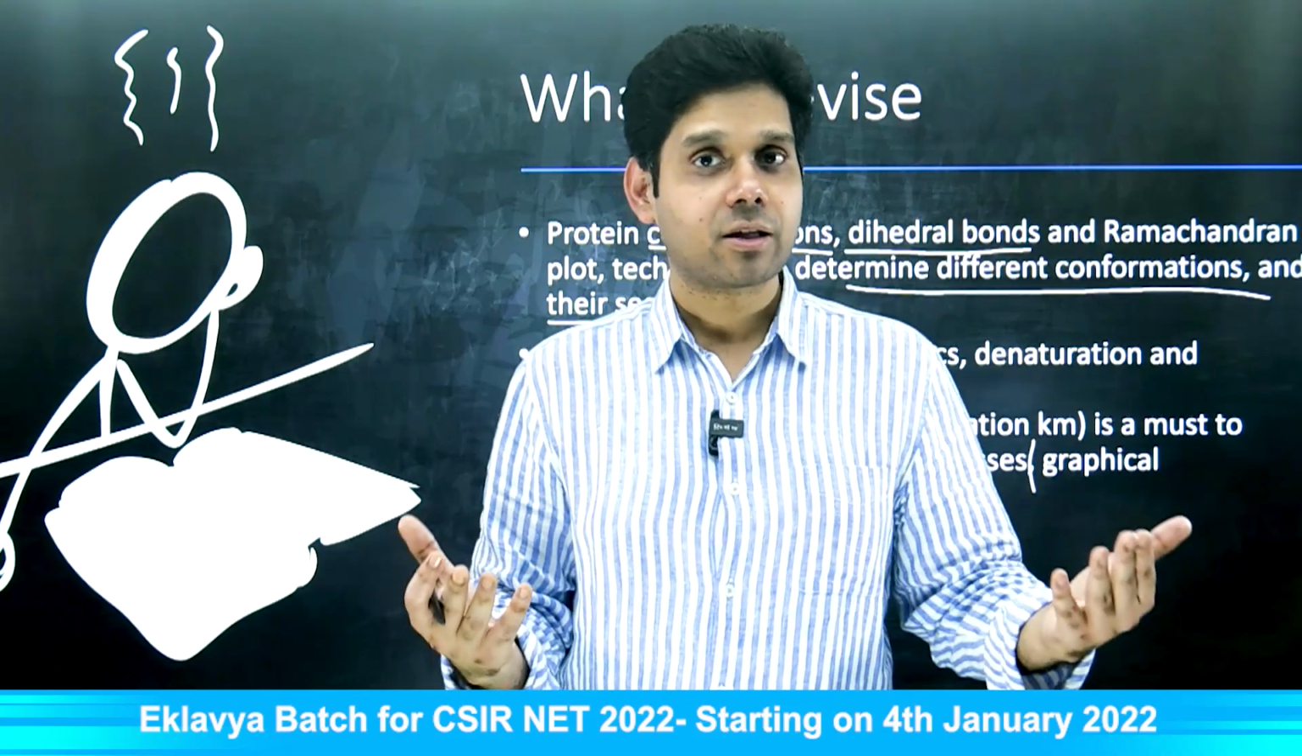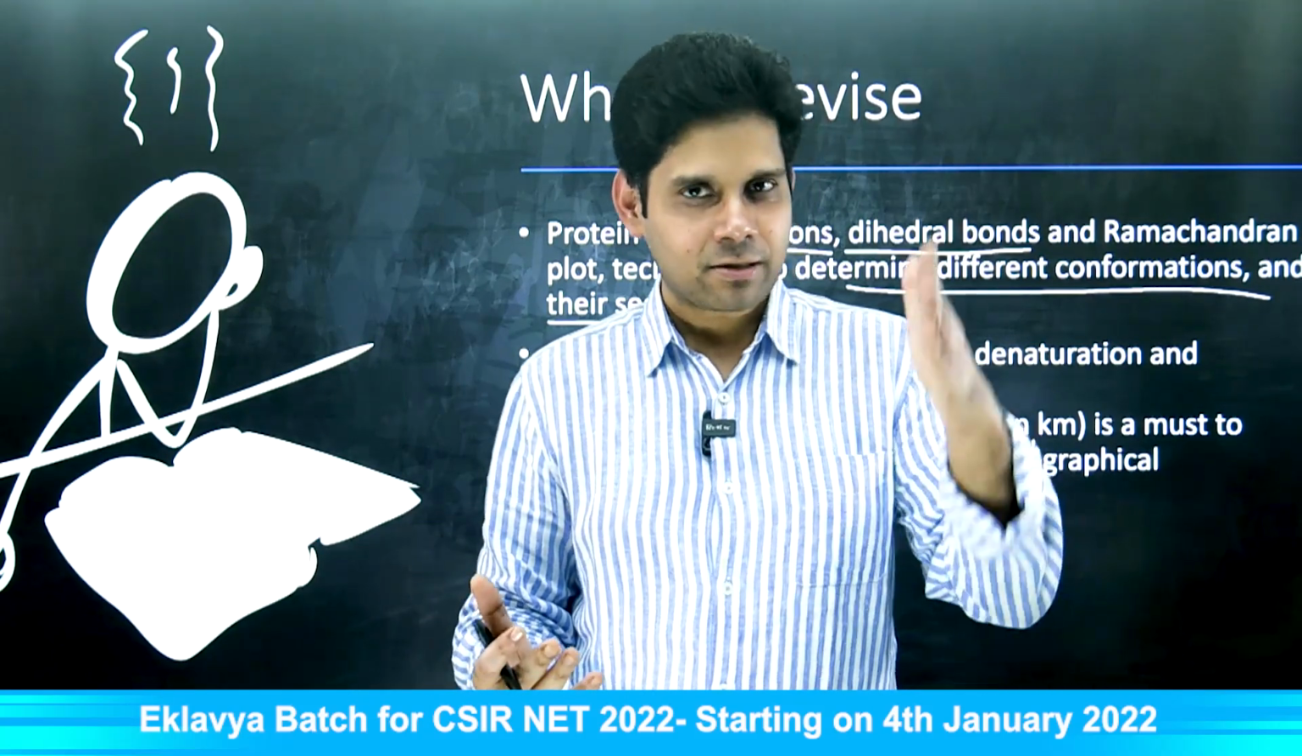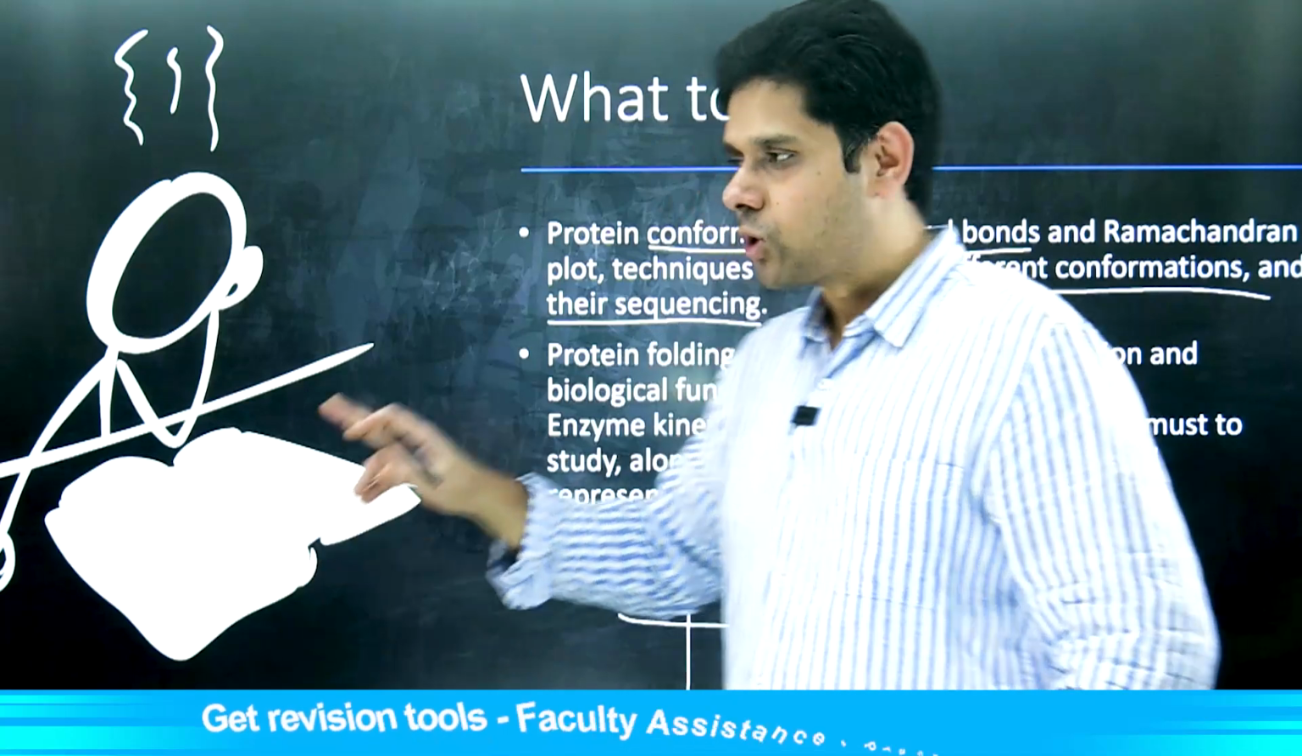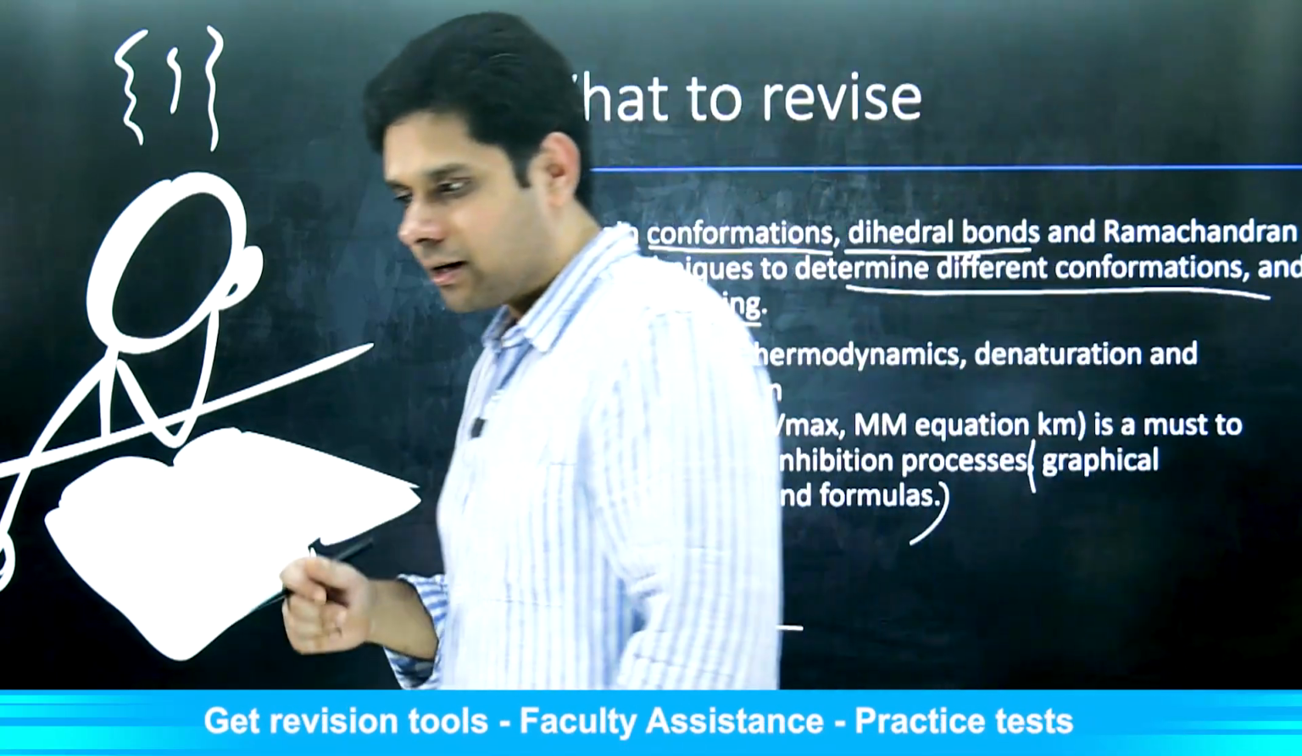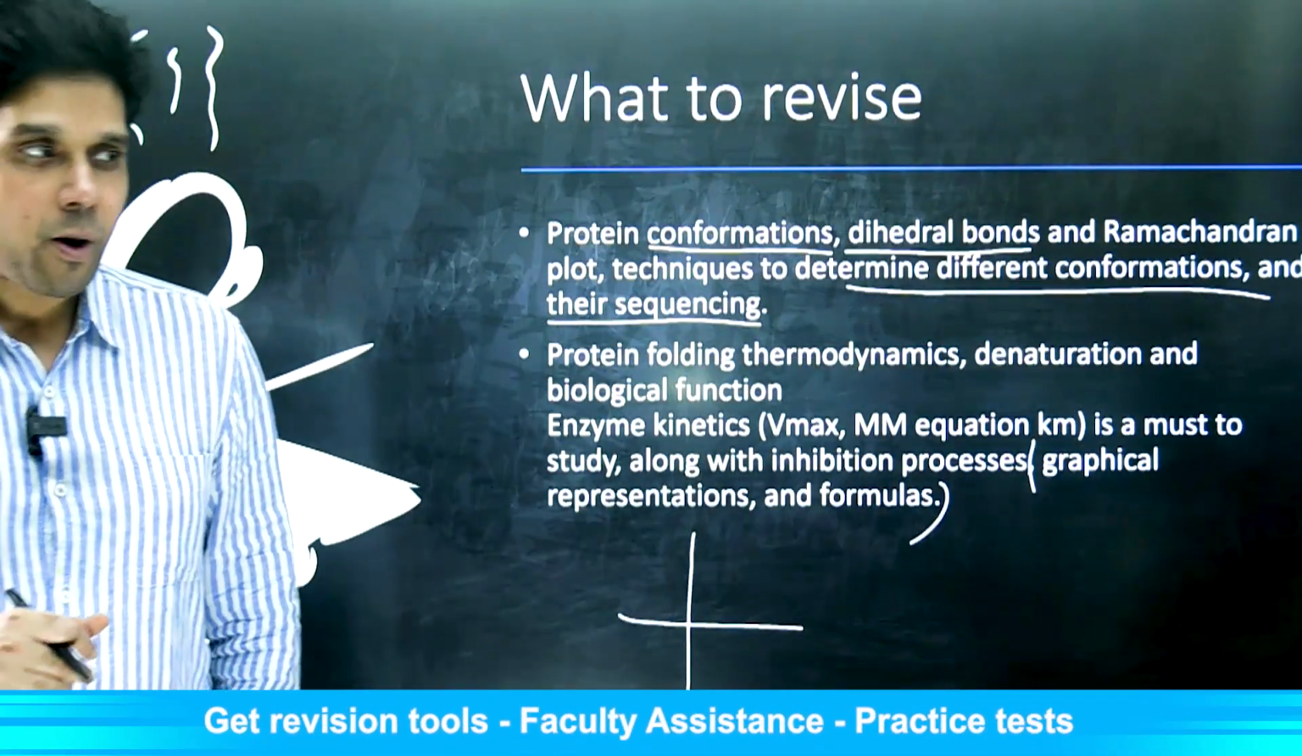That's how they will maintain the quality of research, and that is why this barrier called CSIR NET is there. So yes, you have this part, which is again very, very important.